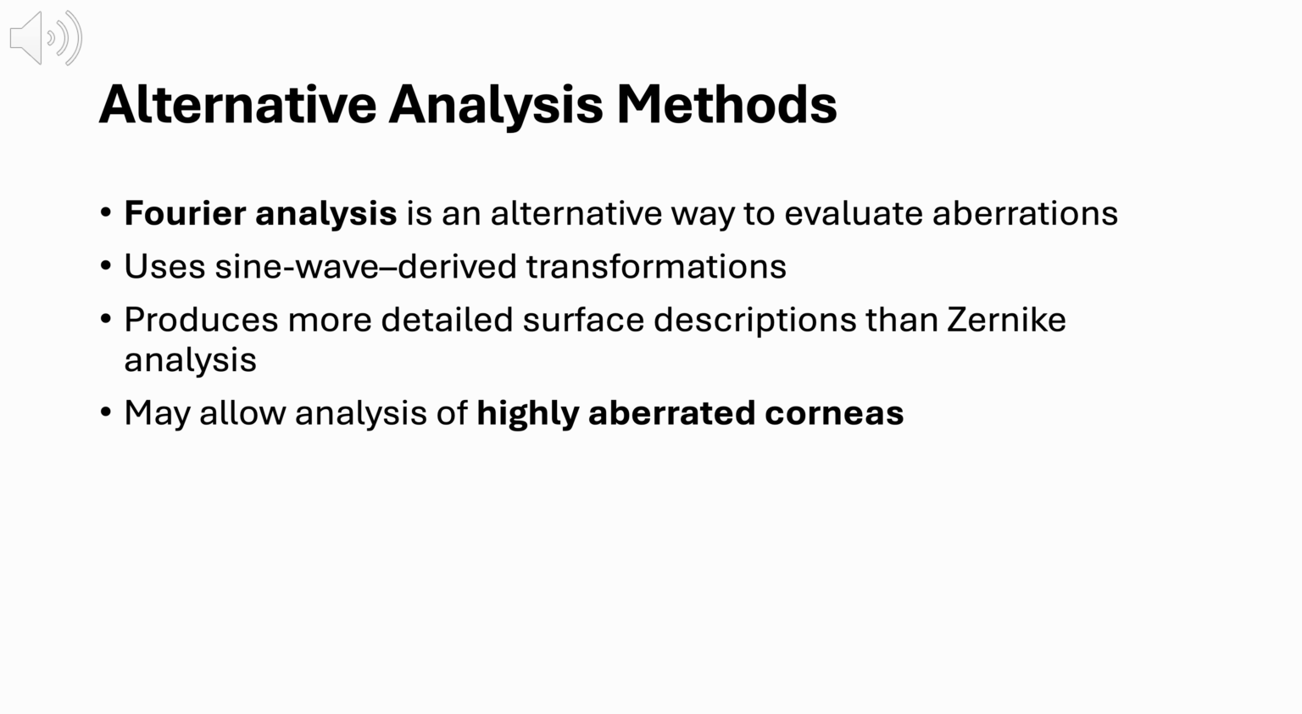So far, we've focused on Zernike polynomials, but they're not the only way to analyze aberrations. Fourier analysis is an alternative approach. Instead of using named shapes like defocus or coma, Fourier analysis breaks the optical surface into combinations of sine wave-derived patterns. This can provide a more detailed description of the surface than Zernike analysis. Because of that added detail, Fourier methods may be especially useful for analyzing highly aberrated corneas, where Zernike models may be less accurate.